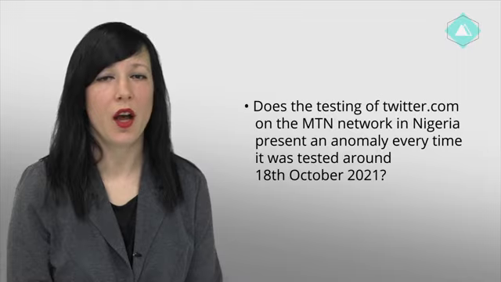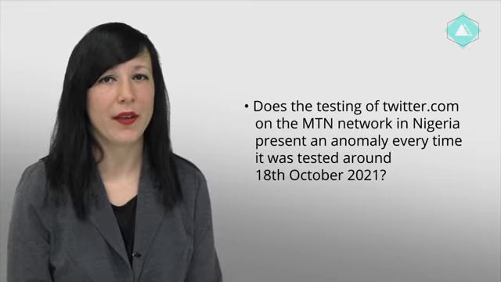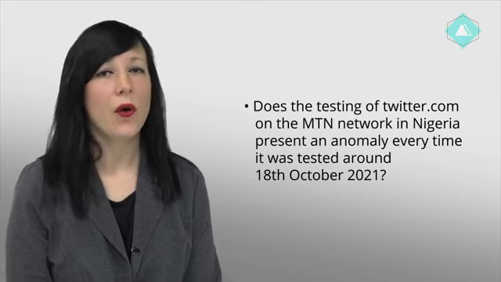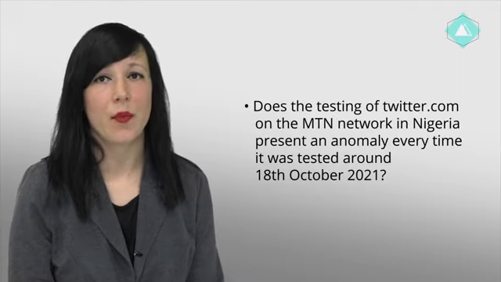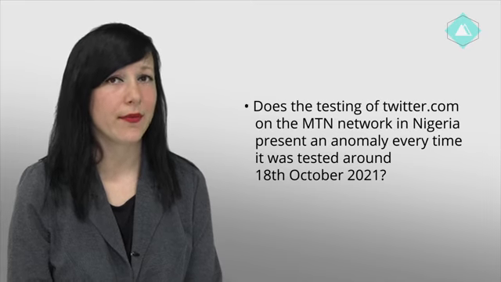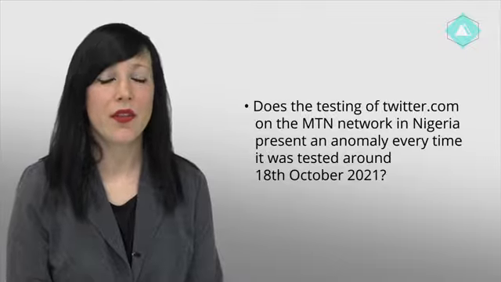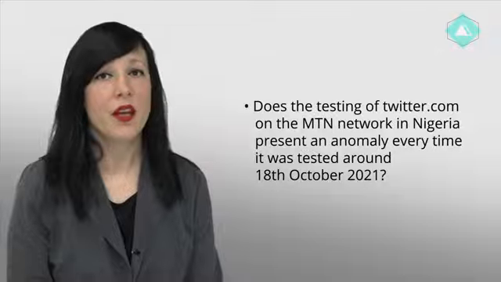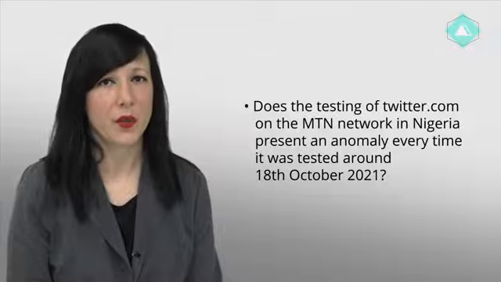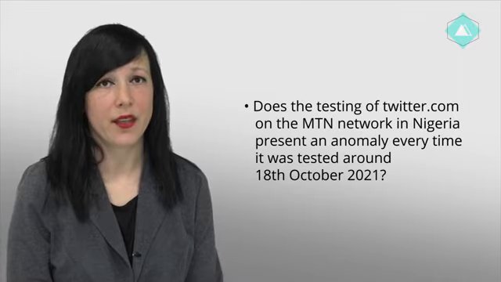Does the testing of Twitter.com on the MTN network in Nigeria present an anomaly every time it was tested around 18th of October 2021? Or did it only present an anomaly once, while all other measurements show that Twitter.com was accessible on this network? If the testing of Twitter.com only presented a few anomalies, then it's possible that those anomalies are false positives. But if the testing of Twitter.com on MTN in Nigeria presented anomalies most times it was tested in October 2021, then it's more likely the case that Twitter was in fact blocked in Nigeria.